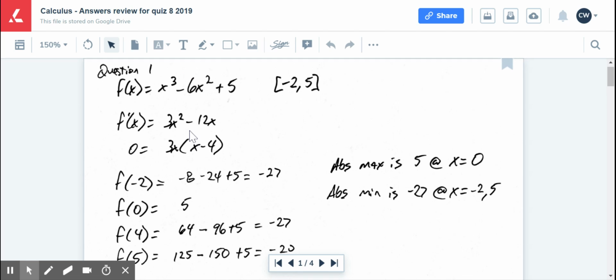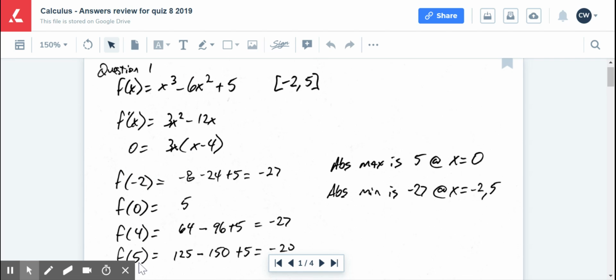So once I have my critical points, then I'm going to plug my endpoints, which are -2 and 5, and my critical points, which are 0 and 4, back into f. When I do that, -2 produces -27, 0 produces 5, 4 produces -27, and 5 produces -20. So my absolute max value is going to be 5, and it occurs at x equals 0. My absolute minimum value occurs twice, which is -27, so that happens at -2. And I screwed that up. That should have been 4 right there instead of 5.